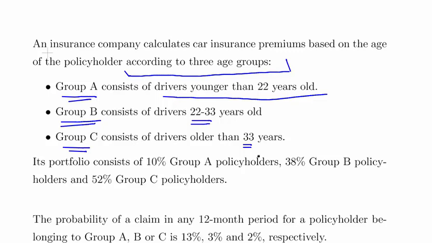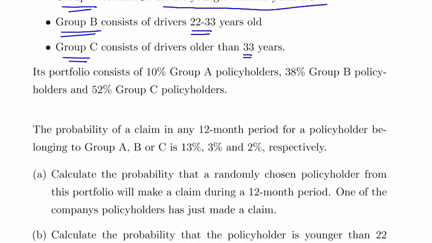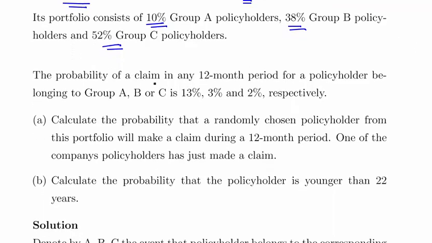We could be more clear about it, but we'll just go to a very simple, straightforward question. The portfolio consists of 10% Group A policyholders, 38% Group B policyholders, and 52% Group C policyholders. Now, the probability of a claim in a 12-month period for any policyholder belonging to Group A, Group B, or Group C is 13%, 3%, and 2% respectively.